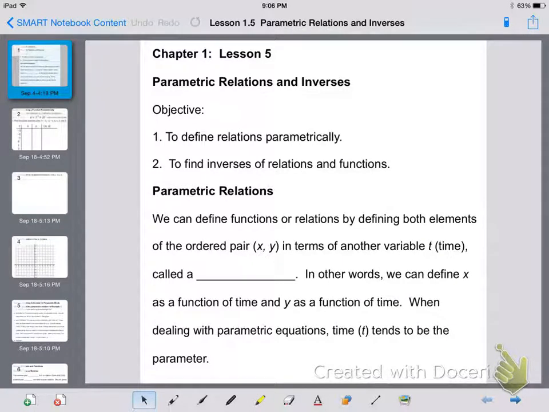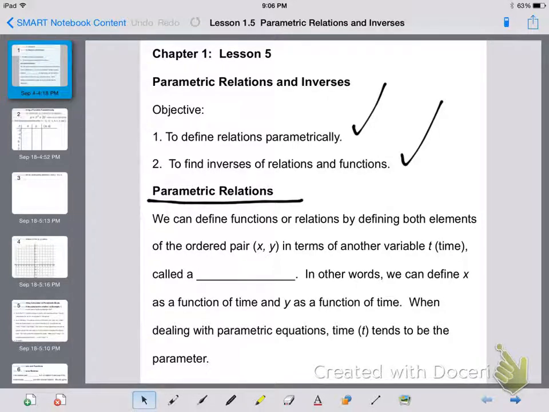Okay, ladies and gentlemen, this is the Chapter 1, Lesson 5 video on parametric relations and inverses. We have two objectives. The first one is to define relations parametrically. The second one is to find inverses of relations and functions. We're going to first talk about parametric relations.